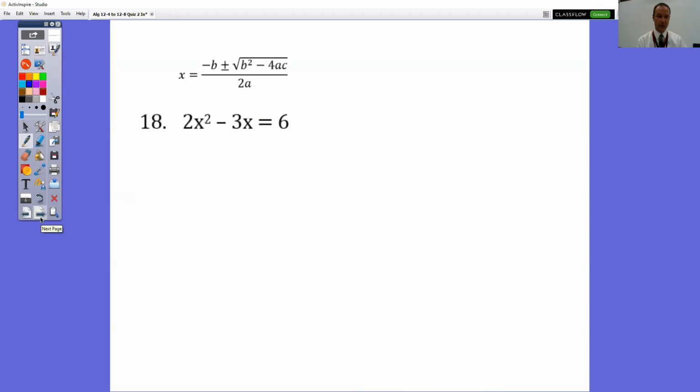Go ahead and try this one, please. Same exact type of question. Put your answer in simplest radical form. Make sure that you realize that you have to do minus 6 and minus 6 first, because when you do these quadratic formula problems, it has to equal 0.